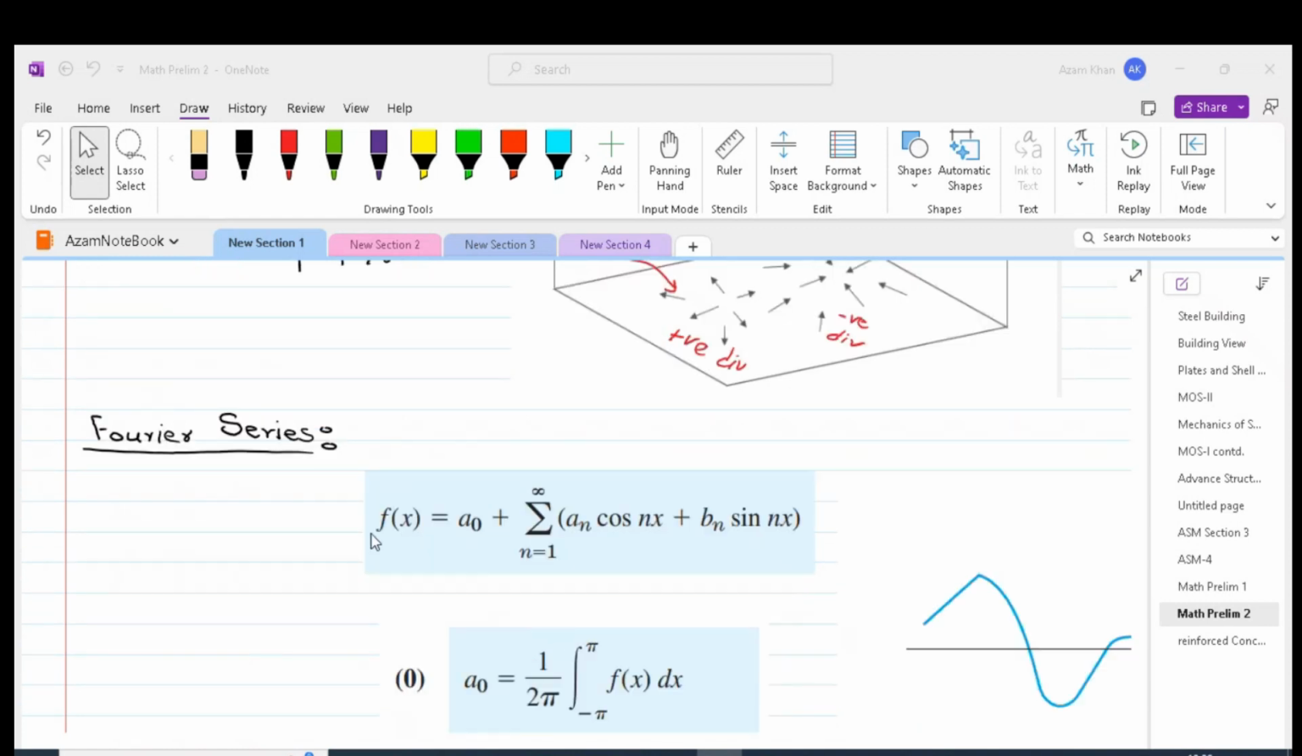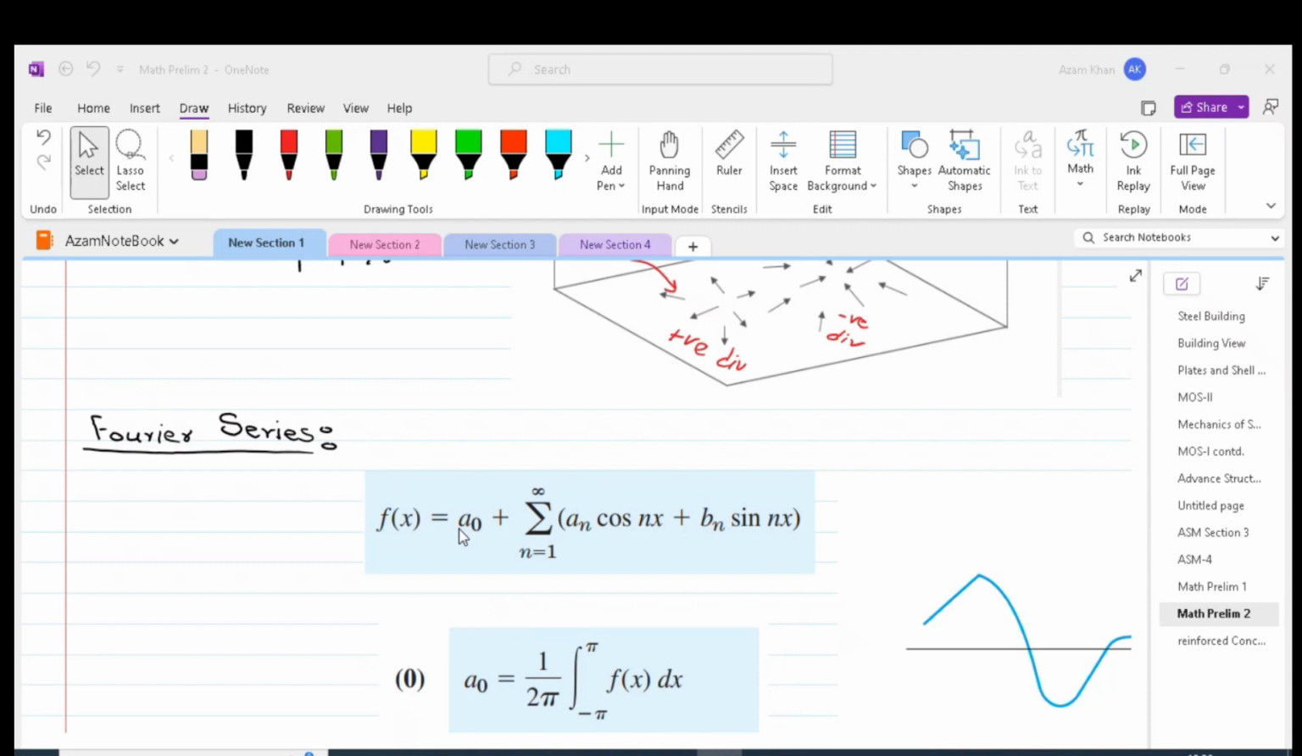In the case of Fourier series, we have an unknown function which is represented as a sum of cosine and sine functions. Each term of cosine and sine function is multiplied by a weighting factor. So we can see that the cosine function is multiplied by the weighting factor an, and the sine function is multiplied by the weighting factor bn. In addition to sine and cosine functions, we have another constant a naught, which is called the baseline constant.